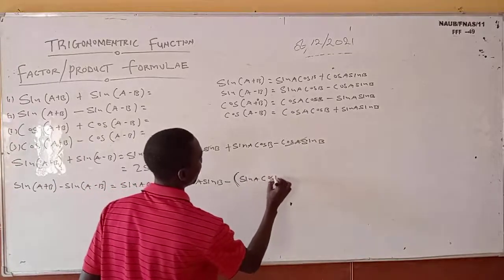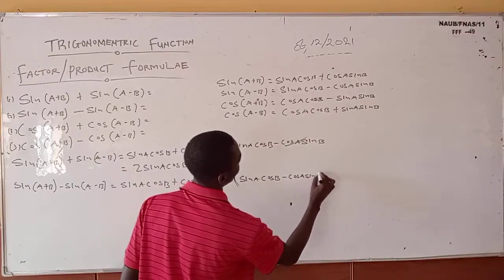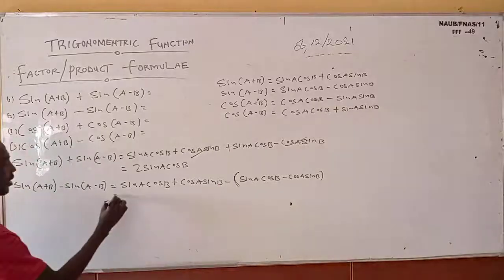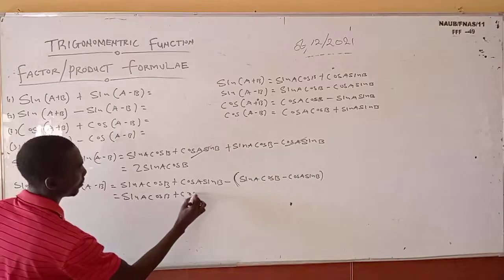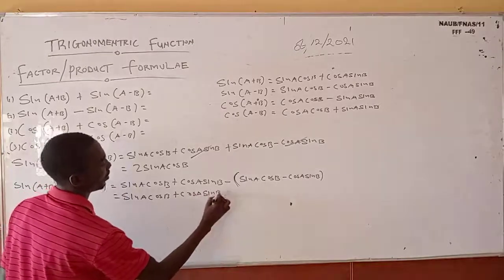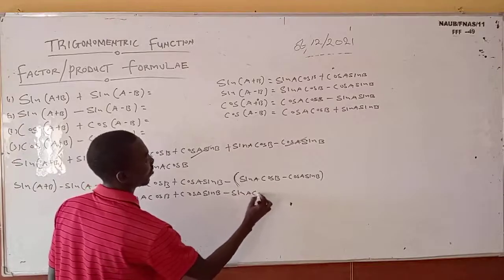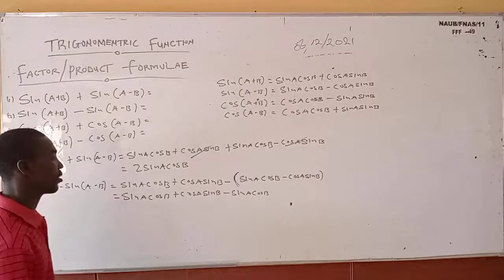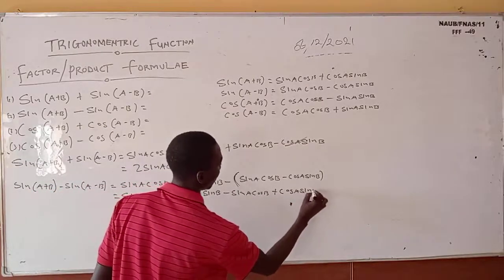Sine A cos B minus cos A sine B. So you see this minus will neutralize everything inside the bracket. Then we'll be left with sine A cos B plus cos A sine B. Minus times this is going to give us minus sine A cos B. Minus times minus is what? Plus. So which is plus cos A sine B.